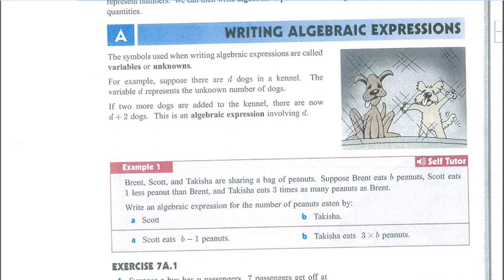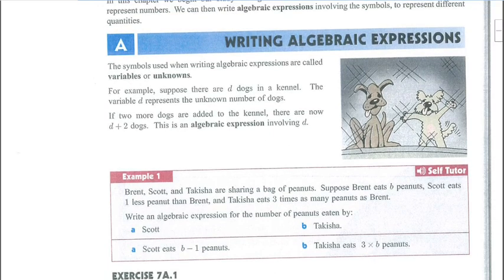So look at example 1 there. It says, Brent, Scott, and Takesha are sharing a bag of peanuts. Okay? Suppose Brent eats B peanuts. I don't know why they didn't just call it P, right? But B peanuts. And Scott eats 1 less peanut than Brent. And Takesha eats 3 times as many peanuts as Brent. We're going to write an algebraic expression for the number of peanuts eaten by each one of them.